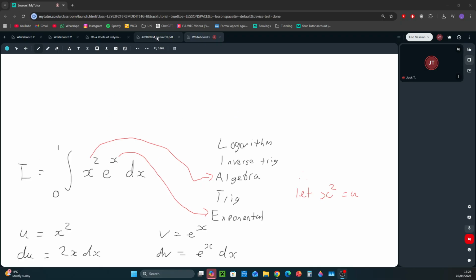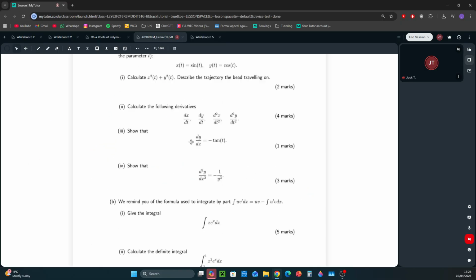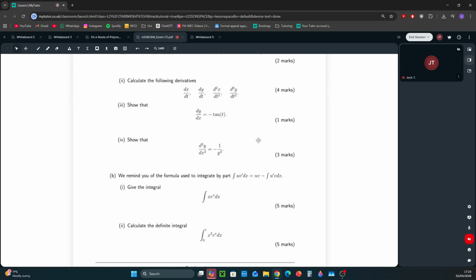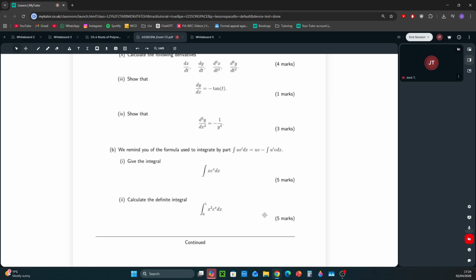I've had a go at one of the past exam papers. Well, mainly this bit here. This is question two of the 4038 CEM4 exams. I believe that's the second one on Aula. This is just common sense. So I'm looking at this mainly: a 10 mark integration by parts question. We're trying to calculate the integral from 1 to 0 of x squared e to the x dx.